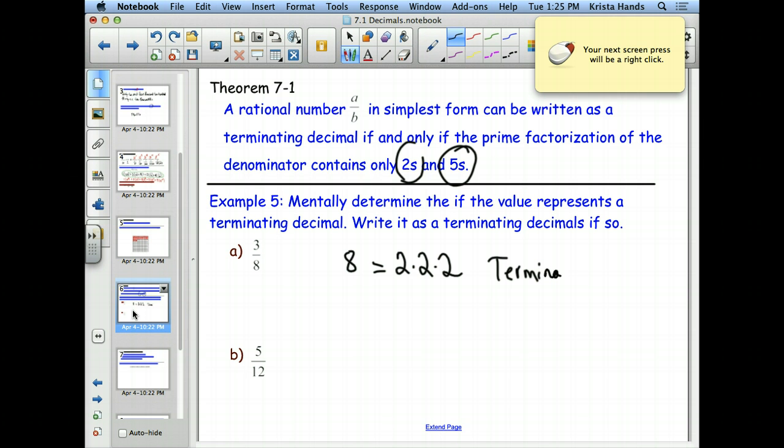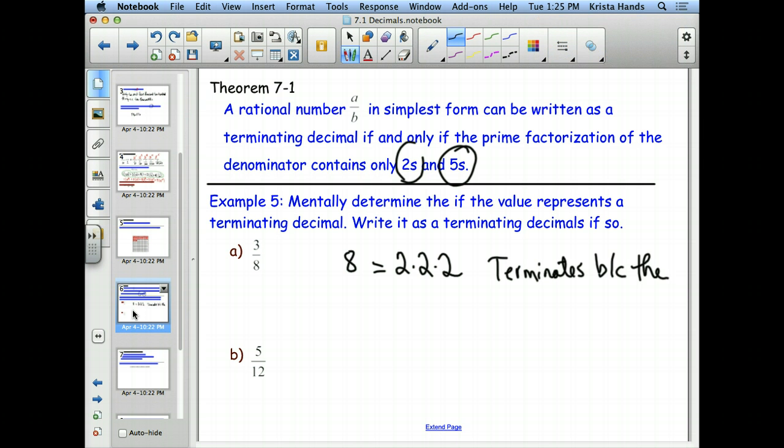This one terminates because the denominator contains, in this case, it's actually only 2's. That says only 2 at the end. Okay, so let's do part B.